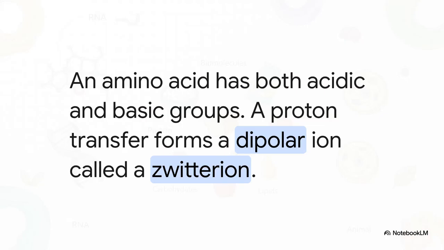Now, amino acids have this really fascinating property. When you put them in water, the acidic proton from one end of the molecule literally jumps over to the basic amino group on the other end. Wild, right? This creates what's called a zwitterion, a dipolar ion, and having both a positive and a negative charge is what gives amino acids their stability. It's why they're crystalline solids with high melting points, pretty important for the building blocks of life.